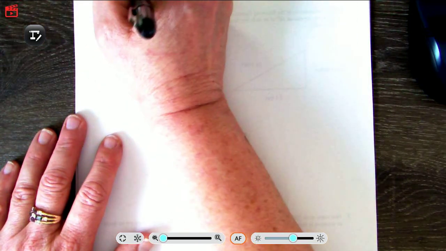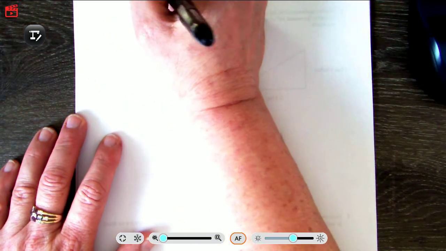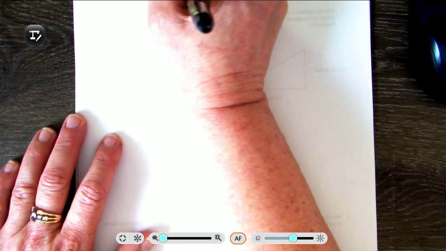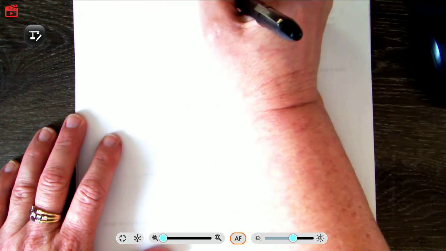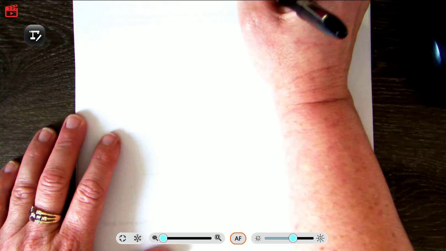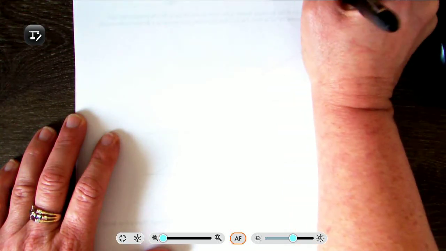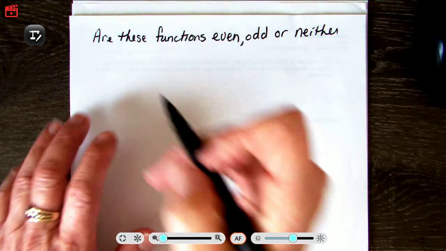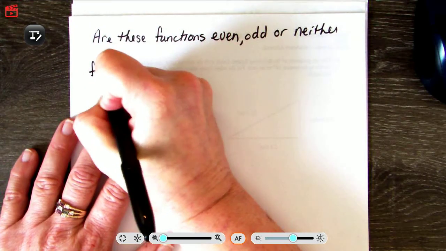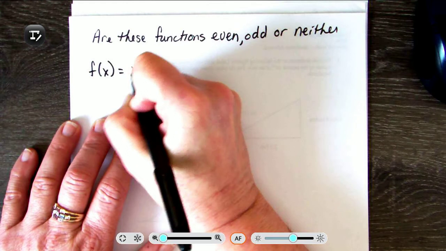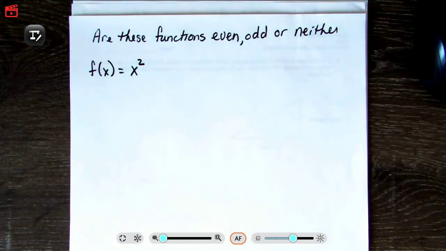And we're going to ask ourselves, are these functions even, odd, or neither? Okay, so let's look at f of x equals x squared. I'm going to start with something simple.